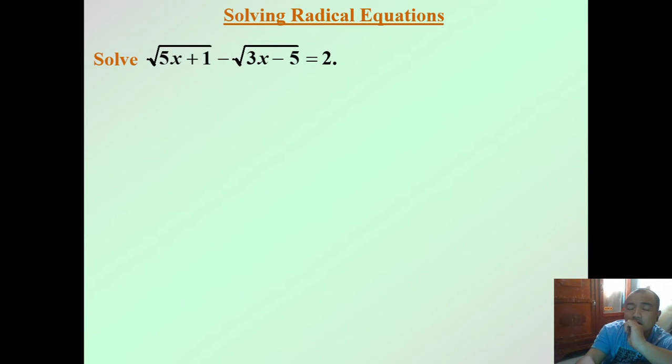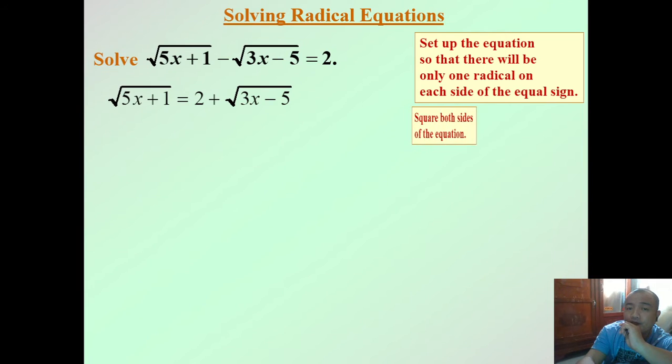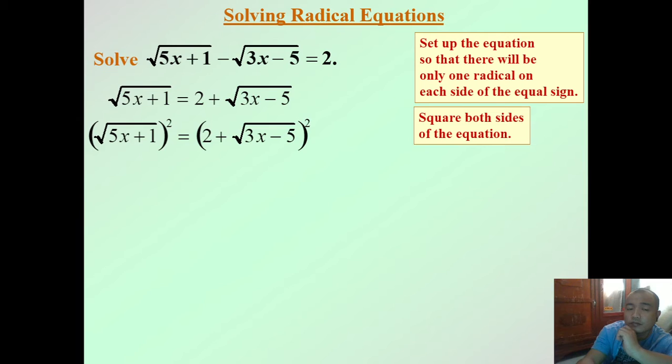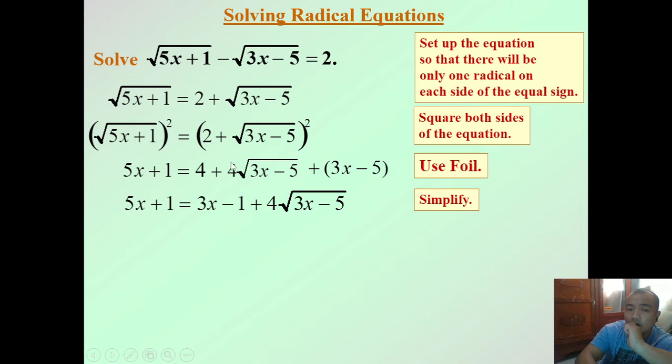Okay, let's solve this. Square root of 5x plus 1 minus square root of 3x minus 5 equals 2. So set up the equation so that there will be only one radical on each side of the equal sign. Square root of 5x plus 1 equals 2 plus square root of 3x minus 5. So first we square both sides of the equation. Square root of 5x plus 1 squared equals 2 plus square root of 3x minus 5, squared. So use FOIL for the right side of the equation. This is 5x plus 1 equals 4 plus 4 square root of 3x minus 5 plus the square of this, 3x minus 5. Simplify the right side of the equation. 3x, okay, 4 minus 5 is negative 1, so 3x minus 1 plus 4 square root of 3x minus 5. Then 5x minus 3x, 2x, 1 plus 1 is 2. So 2x plus 2 equals 4 square root of 3x minus 5.